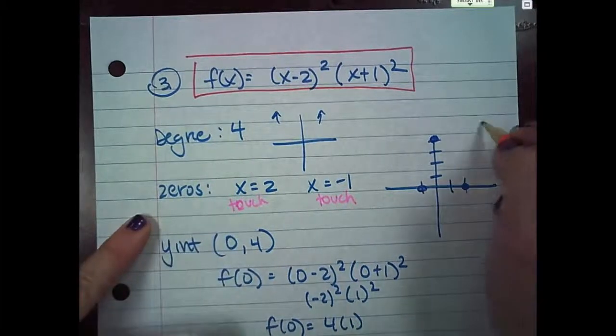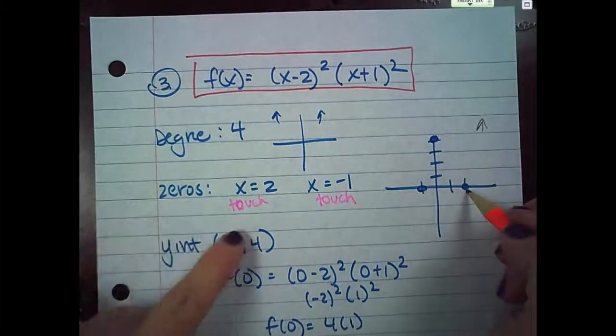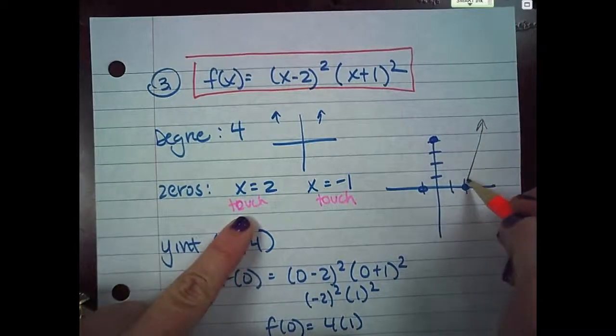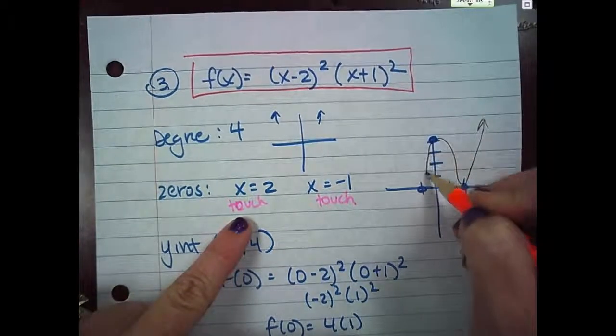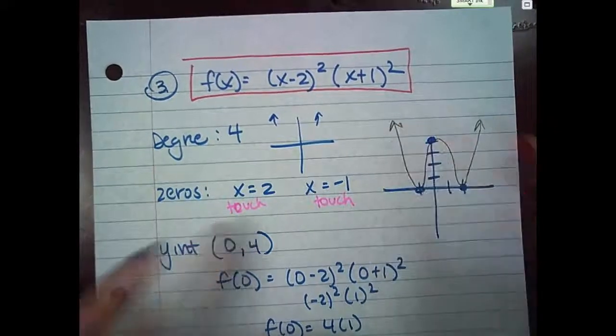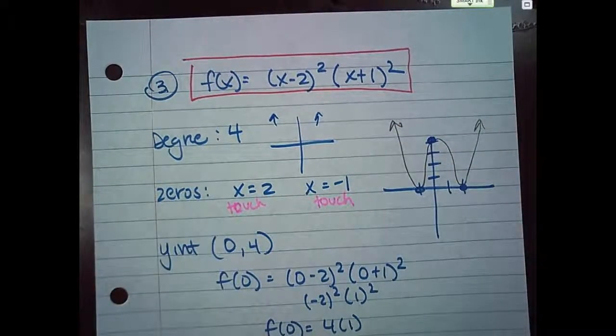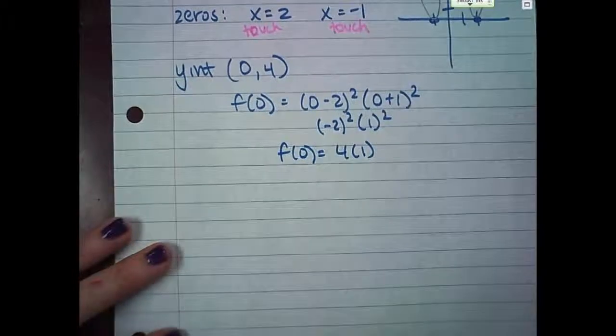Okay, end behavior is up, so I'm going to touch both, so touch and turn. So touch and turn through here, touch and turn, and back up. Makes a W. Right? Everybody okay with that one? Is it easier now? Try this one. Two more like this.